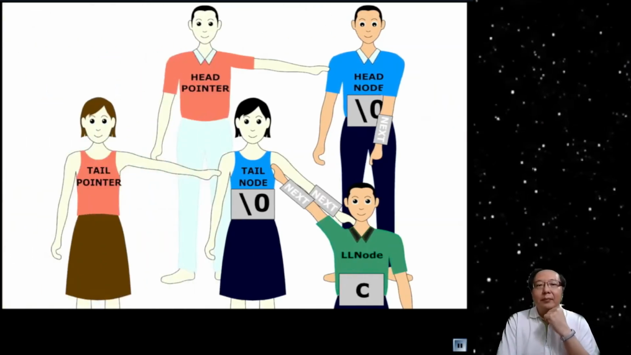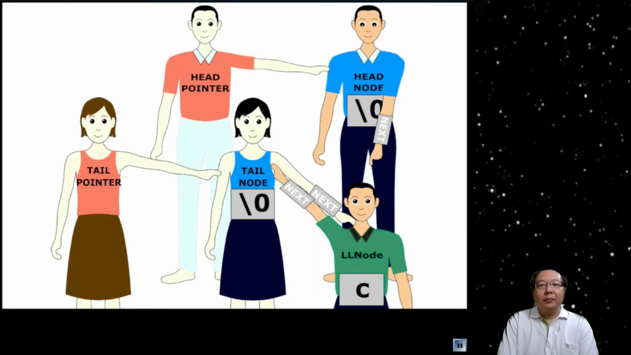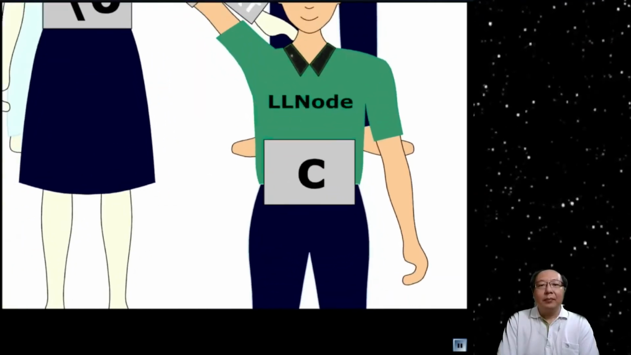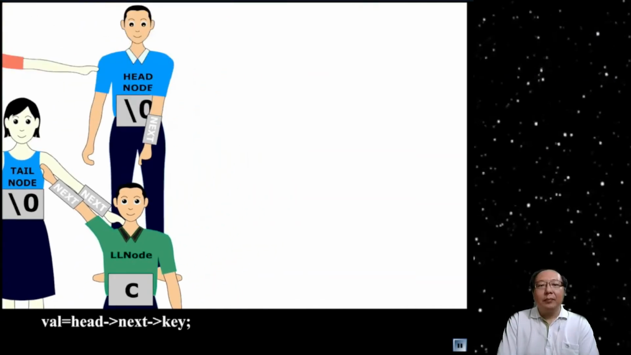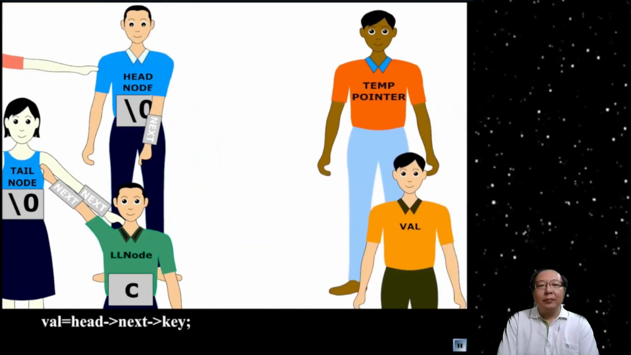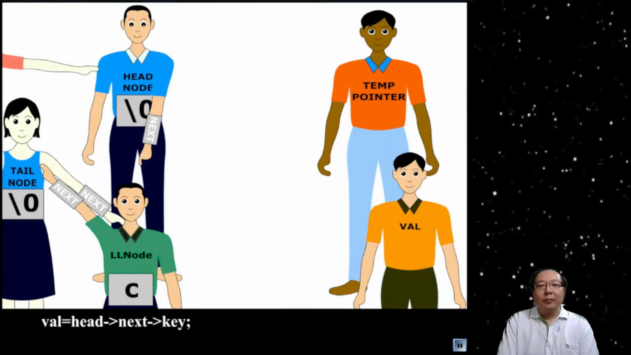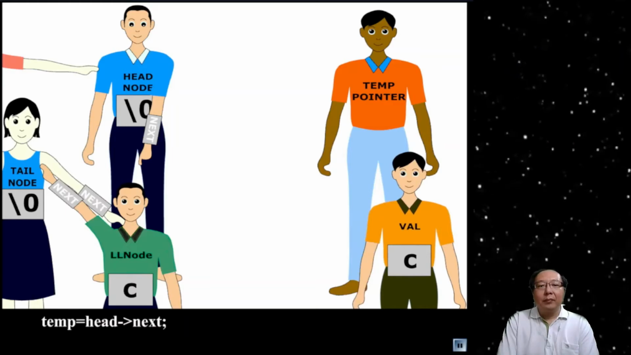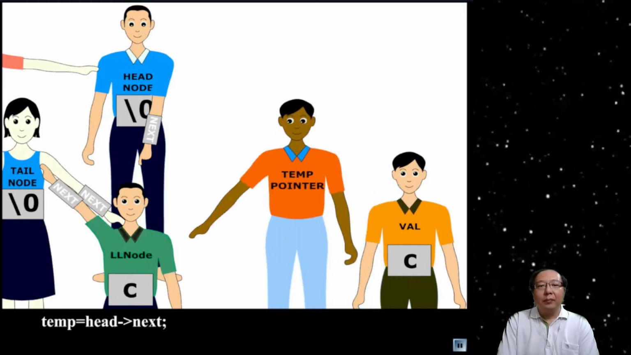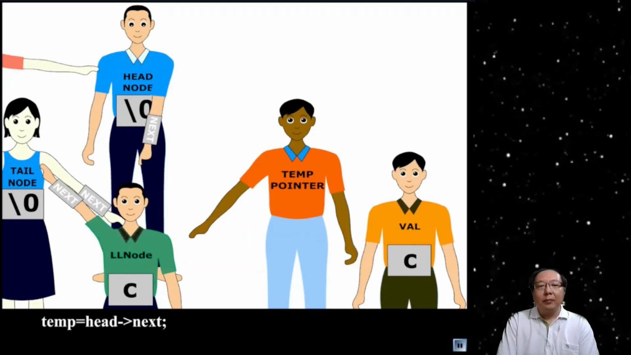When the user asks for a pop, it takes the first node. So, this is the LL node with the C in it. We need to store the pop value. So, we follow head arrow next arrow key and put that value into var. We point temp at head arrow next so that we can find him to free him later.